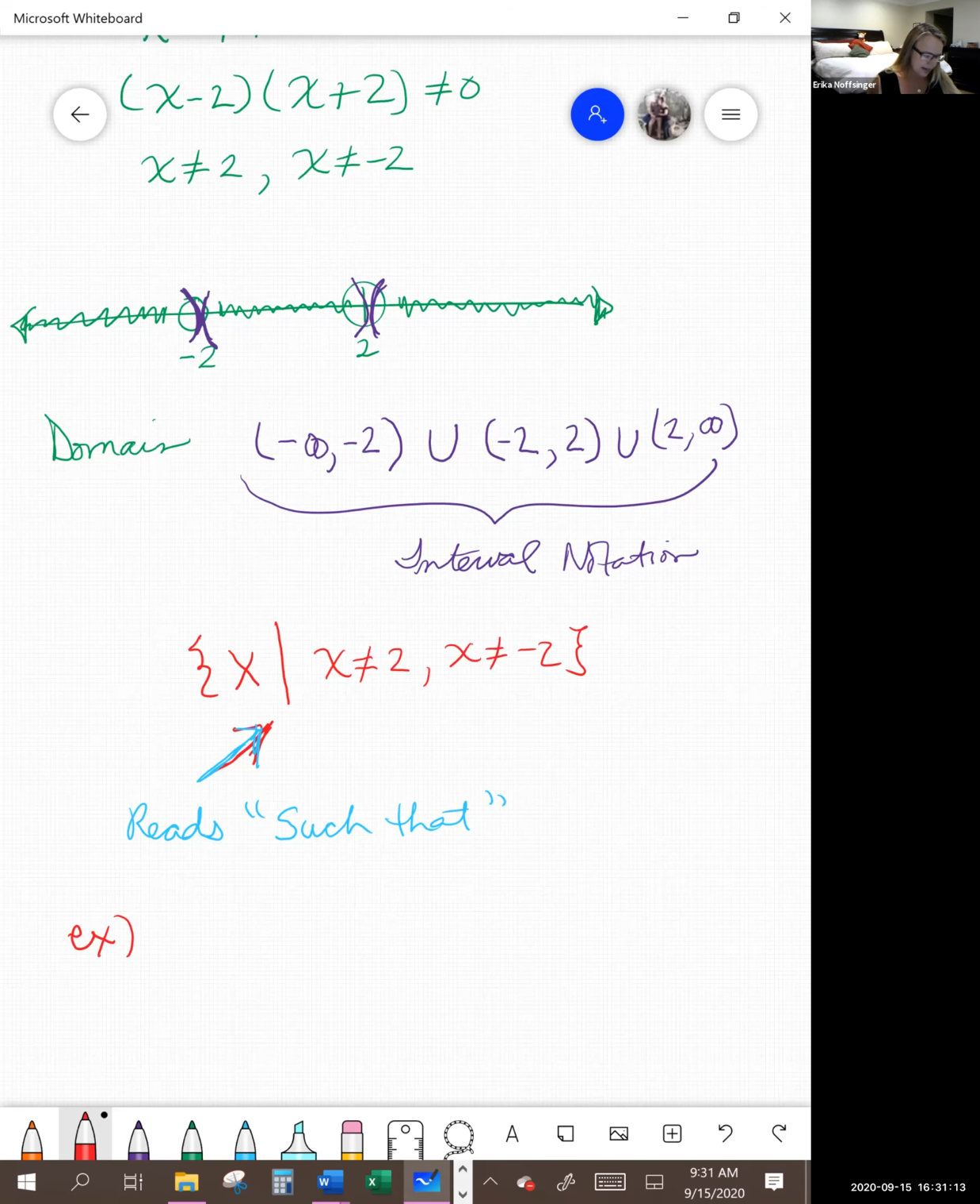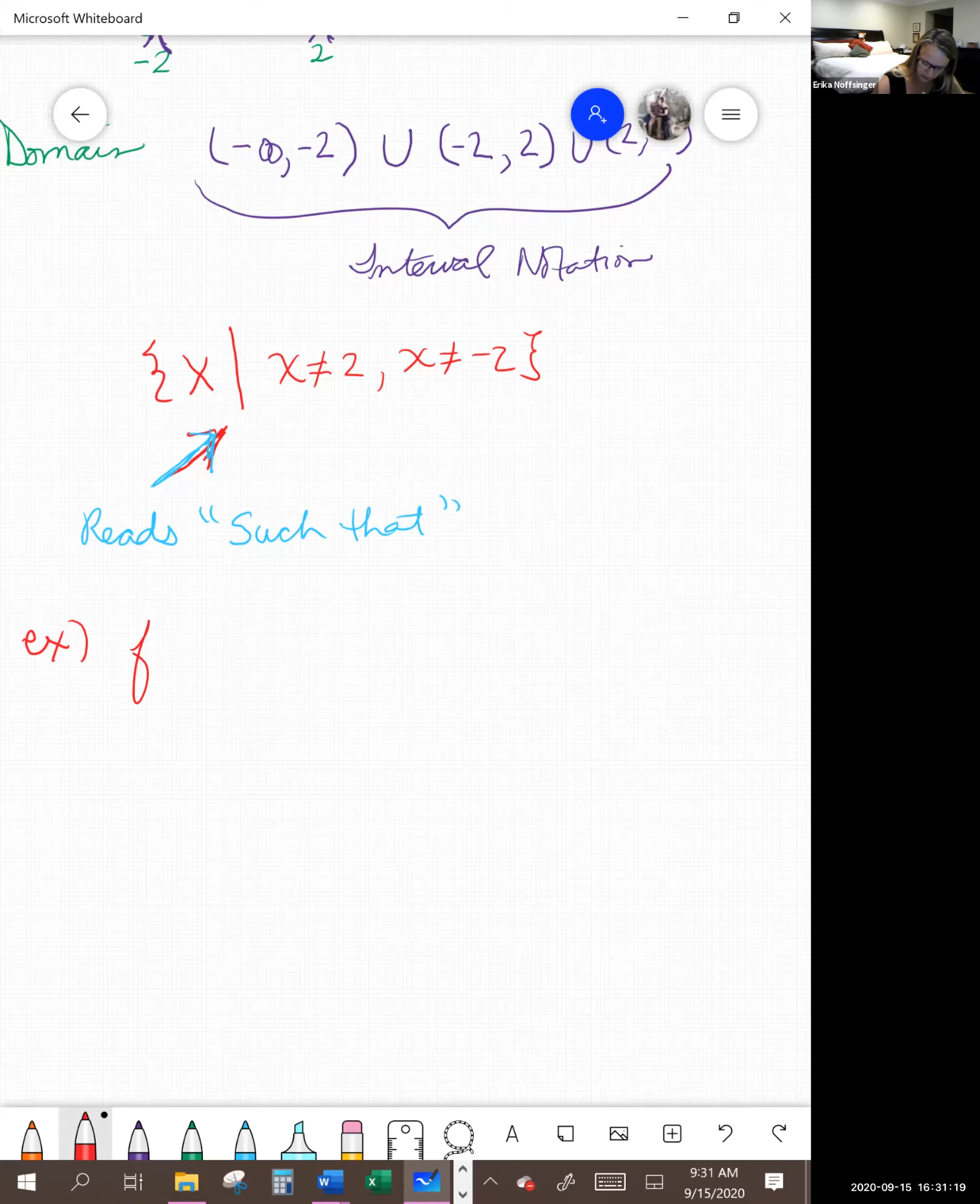Let's say you had f of X and f of X is equal to the square root of X plus 3 all over X minus 4. Let's find the domain.